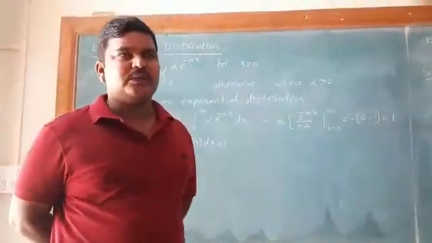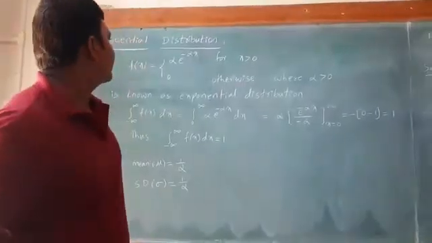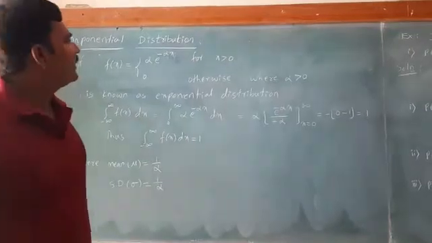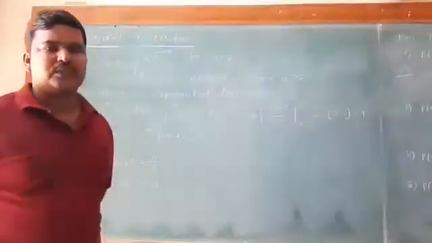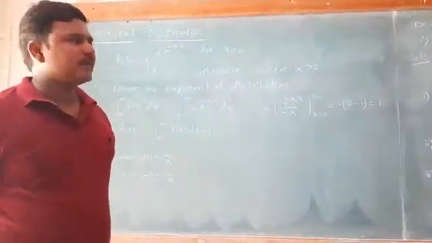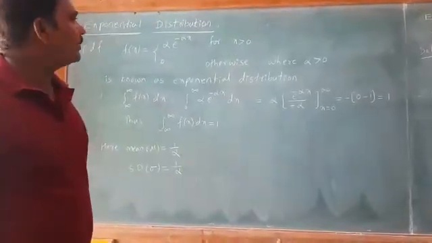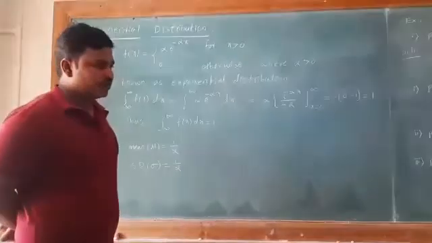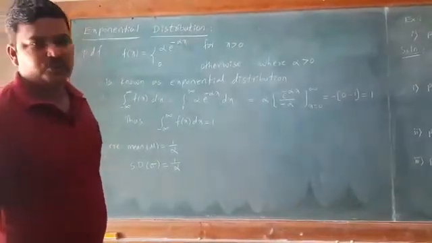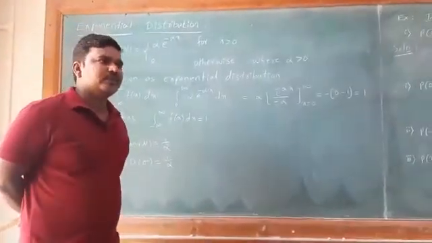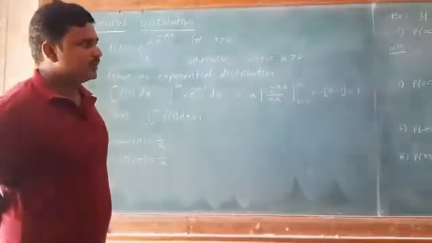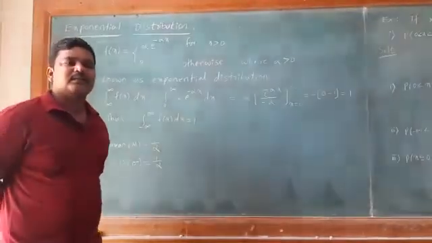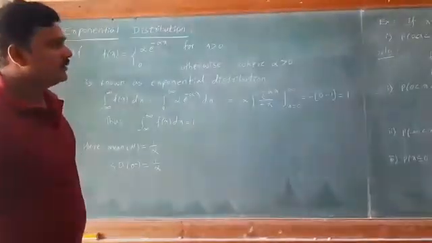So today we are discussing exponential distribution. This is the third model. Already the binomial and Poisson distributions are over, so now we can discuss the exponential distribution. One more distribution is there, that is the normal distribution, which we can discuss in the next video. In this video we discuss the exponential distribution and some examples about this distribution.